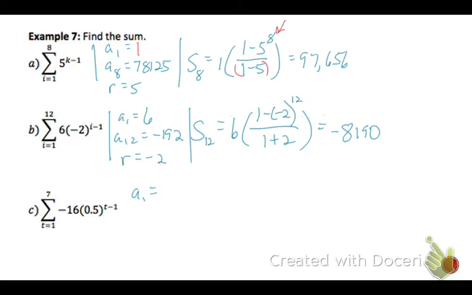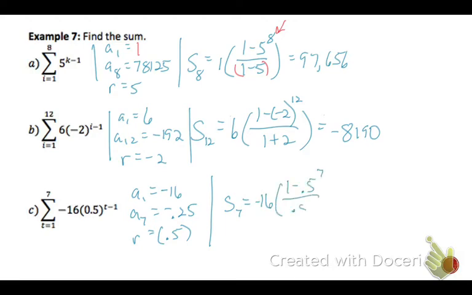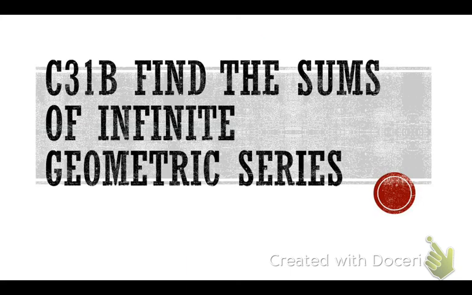All right, finally our first term, when plugging, is negative 16. We really don't need to know our last term. I'm finding it anyway. Our ratio is 0.5, so now plugging it into the formula, the sum of these 7 terms is negative 16 times 1 minus 0.5 to the 7th power over 1 minus 0.5, which will also just be a half. And then you should get negative 31.75. All right, that concludes our first part of our Concept 31 notes.